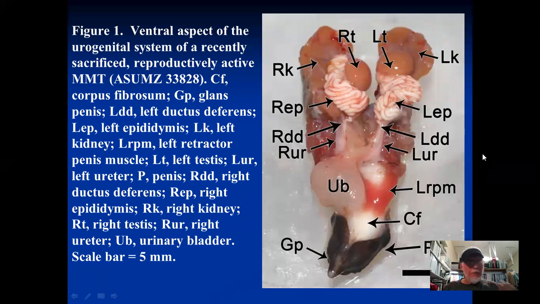Figure 1 shows the urogenital system of the male turtle extracted, and you can see gross morphological features including the testes, the kidneys, the epididymides, the excurrent ducts, which I'll be talking about, the urinary bladder, the retractor penis muscle, the penis, the corpus fibrosum of the base of the penis, and then the penis proper here with the tip of the penis called the glans penis.